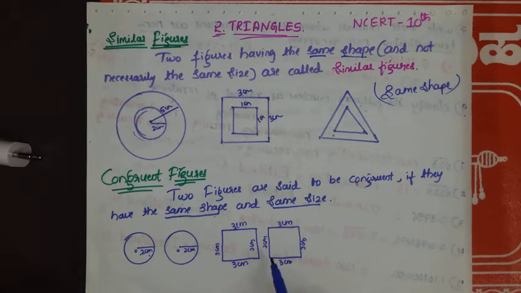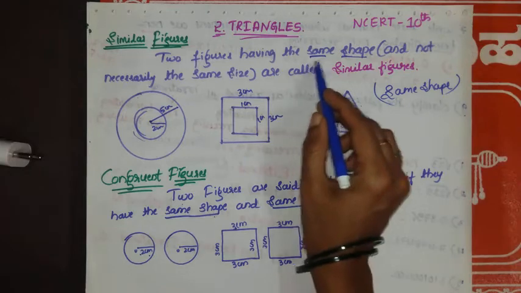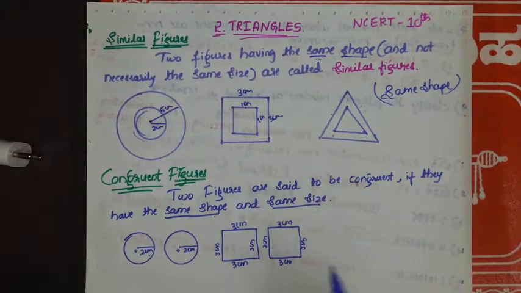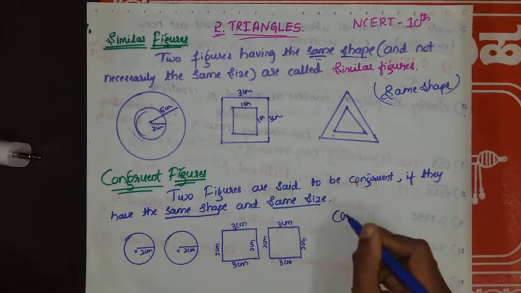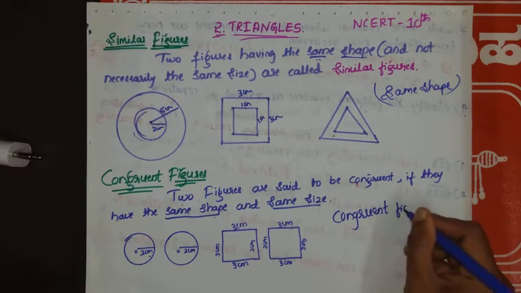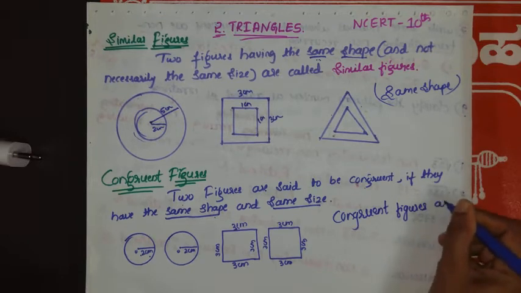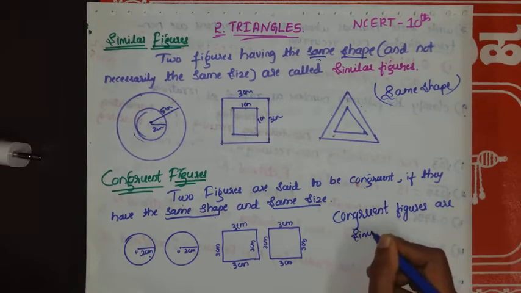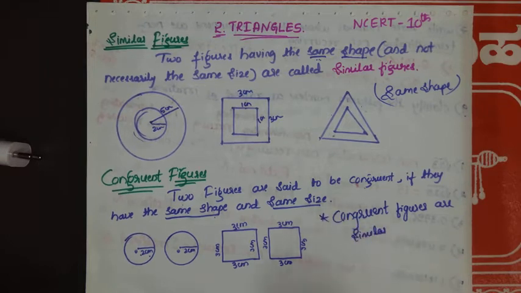So here we can say congruent figures are similar, because these have the same shape. If they have the same shape, it means these are similar. So congruent figures are similar. This is the condition. We conclude that congruent figures are similar because they have the same shape.